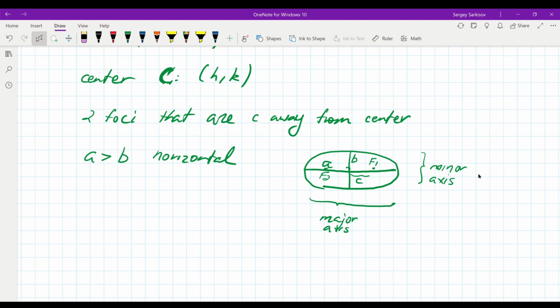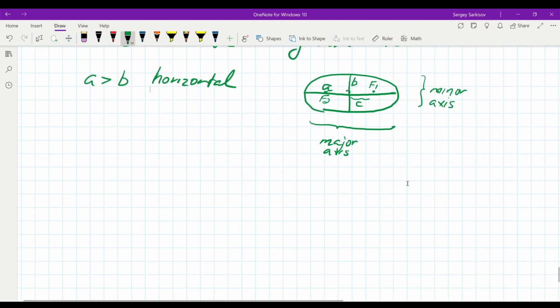And so again, this is if it's horizontal. Now, if it's vertical, it's very similar. It's just going to be flipped. So that's when B is greater than A. And then it's vertical. Same thing going on, but the foci are going to go up and down. So it's going to look like that. There's a center, focus, focus, and so on. That's the idea.